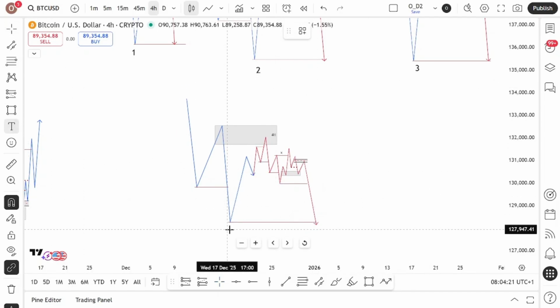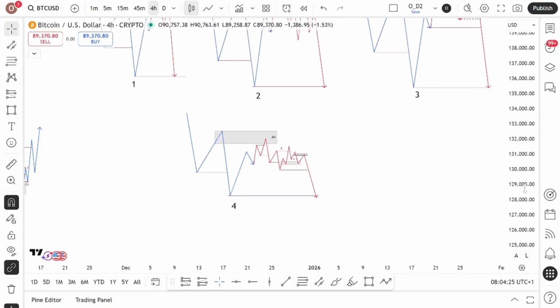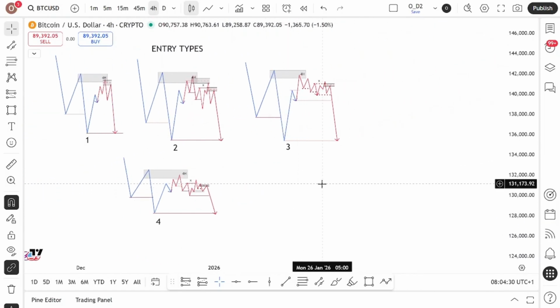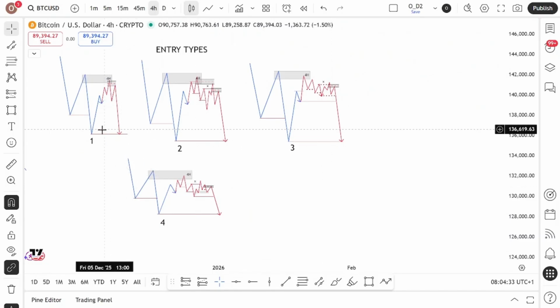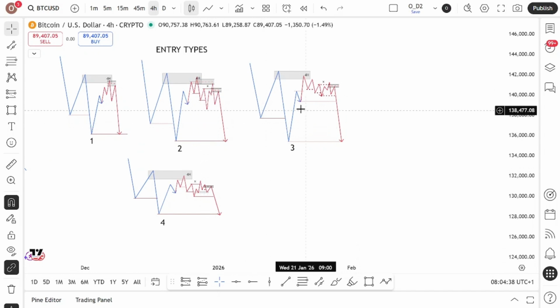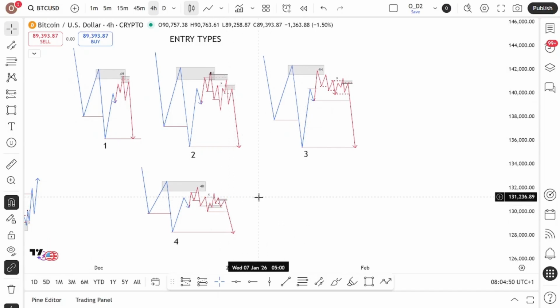So this might be a little bit confusing for you, but let it sink in. These are all my entry models. Entry model 1, normal type. Entry model 2, inducement type. Entry model 3, internal structure inducement type. Entry model 4, what do we call this? Inducement plus internal structure type. I don't know, anything you want to call it. But these are the 4 entry models that I have.